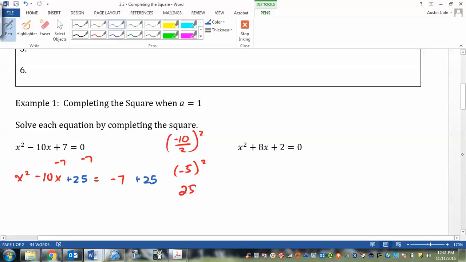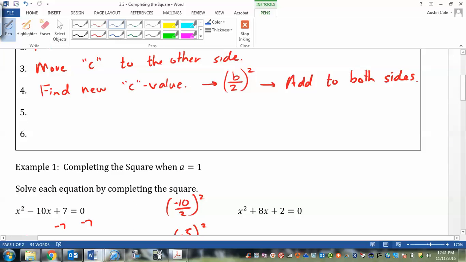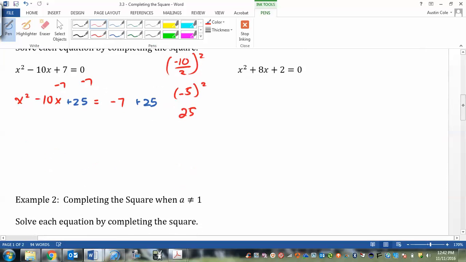So we just did step 4 there, I believe. We're going to find our new c value: b over 2, and we're going to square that value. In this case, it was 25, and we added it to both sides. Step 5, we're going to mini-marf and write as a binomial squared. Okay, we're going to mini-marf, and we need to write as a binomial squared. You'll see what I'm talking about here in a second.